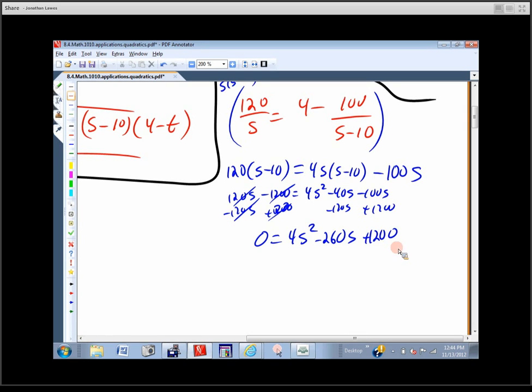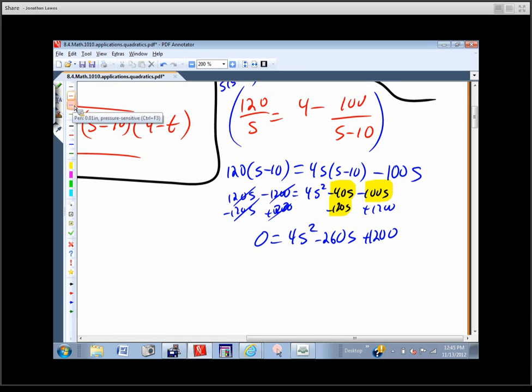Now, this is kind of an ugly problem, fairly big numbers. I don't think 260 is right. I think it's 160. No, it's not, because this is a minus 120s, that's a minus 40s, that's also a minus 100s. So these three are all like terms. That one, and that one. Does that work? We doing okay?